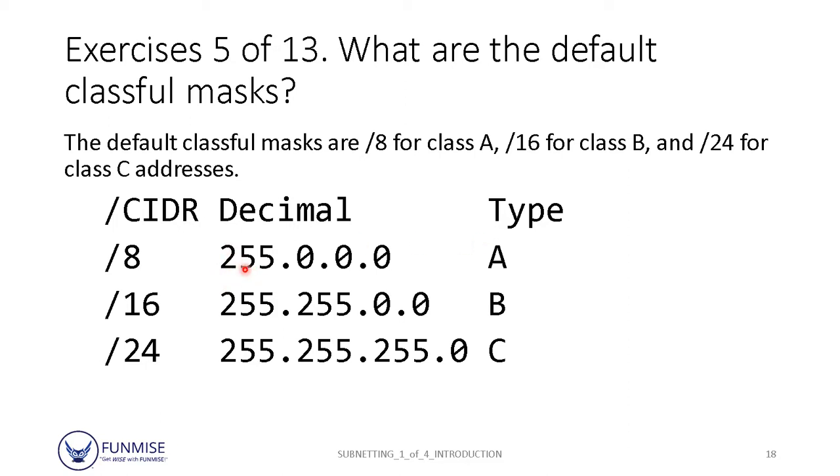For Class A, it would be 255.0.0.0. For Class B, the default classful mask is 255.255.0.0. For Class C, the one you're probably most familiar with, the default classful mask is 255.255.255.0.